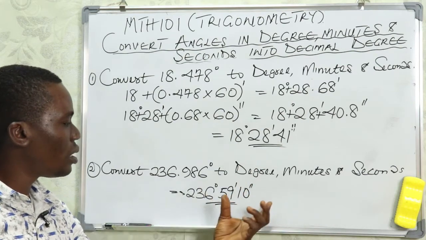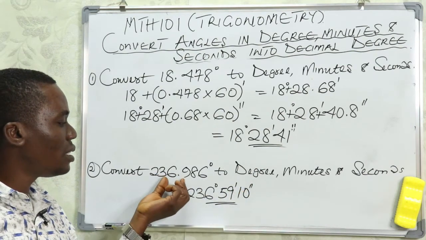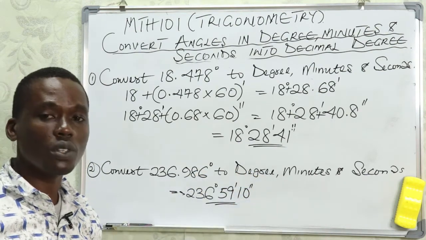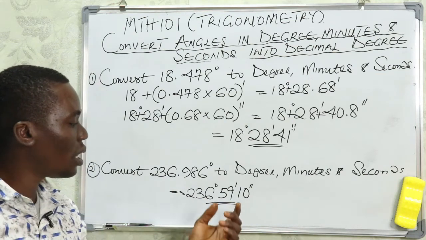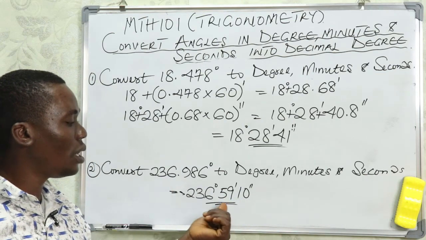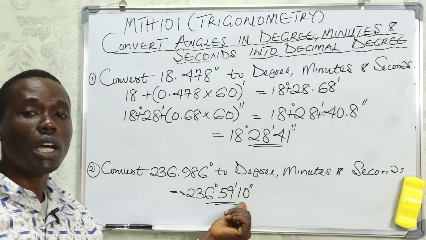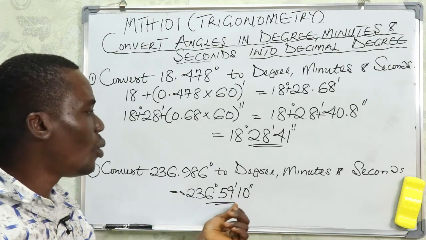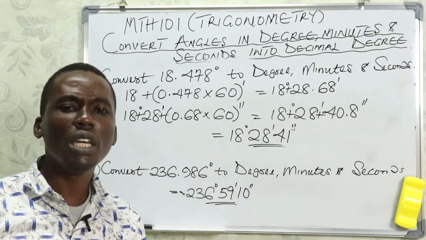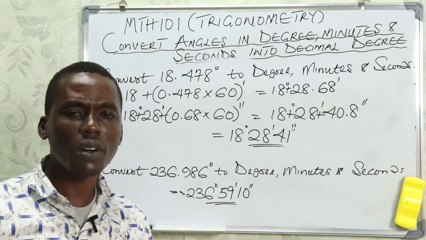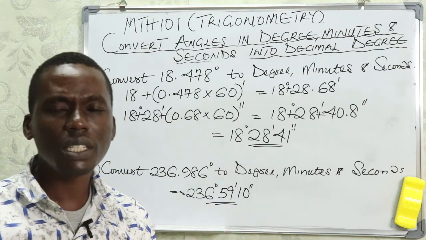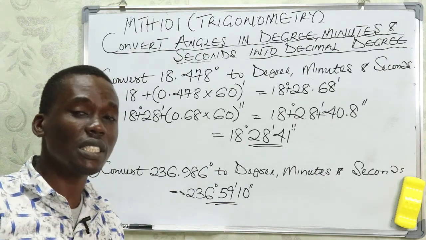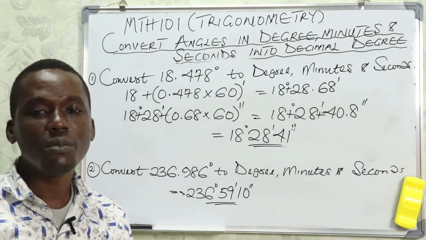I want you to use this same model to convert this decimal degree to degrees, minutes and seconds. And if you can do it accurately, you are going to have 236 degrees 59 minutes and 10 seconds. Try it out. Let's see how you get the solution. So you see, converting decimal degrees to degrees, minutes and seconds, and converting back, vice versa, is very, very easy.